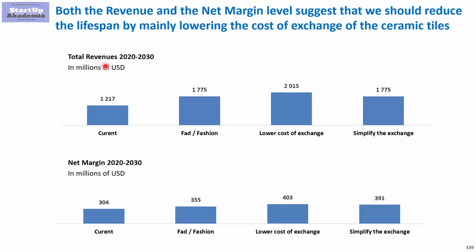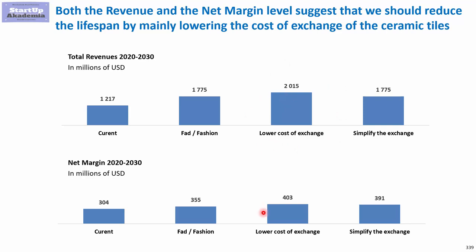So here we present the total revenues we can gain by shortening the lifespan of a product in different ways. So it's 2020 versus 2030. And we present the total revenue and net margin. So as you can see, if we didn't shorten the lifespan, we would have 1.2 billion US dollars in terms of revenue. And then we would have much higher if we shorten the lifespan. Obviously, the best solution in terms of revenue is lowering the cost of exchange. It gives us more than $2 billion of revenues.